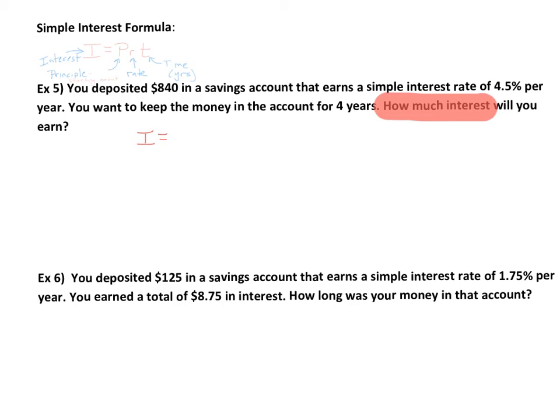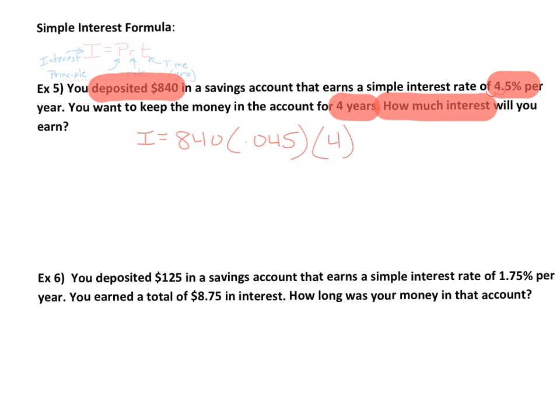All right. So now you deposited $840. That is your P amount. That's your principal, your starting amount. So $840 times your rate. Here is your rate over here. Now, be careful though. Remember, we have to move that decimal 2 spots over, so 1, 2. So we have 0.045. Again, it's 4.5 out of 100. And then time, in this case, they tell you it is 4 years.